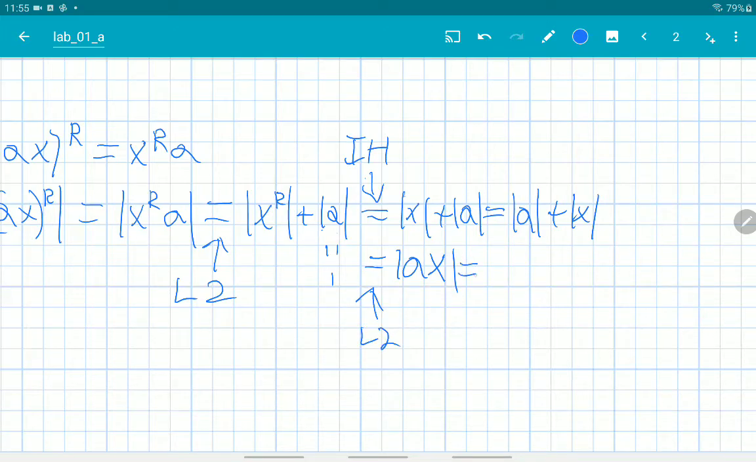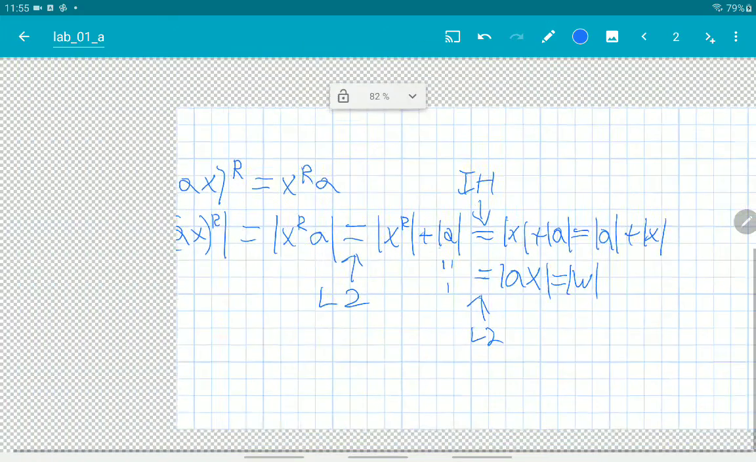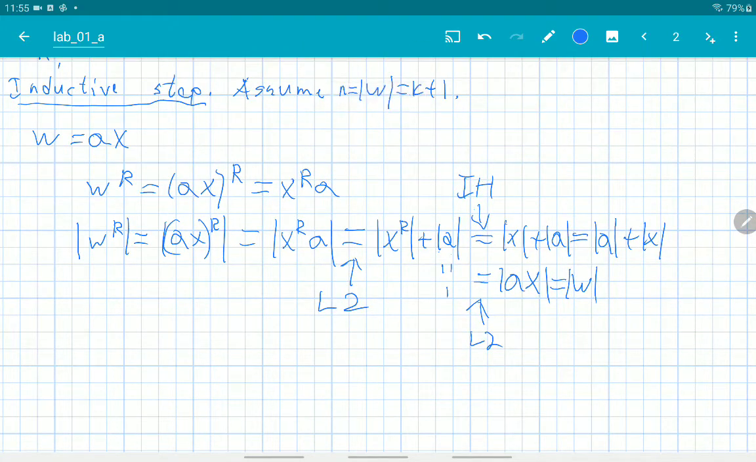And now ax is of course equal to w. So this is the length of w. And we are done, because we proved that the length of w reverse is equal to the length of w, and we write QED. And we celebrate the victory over the proof, or victory over the claim.